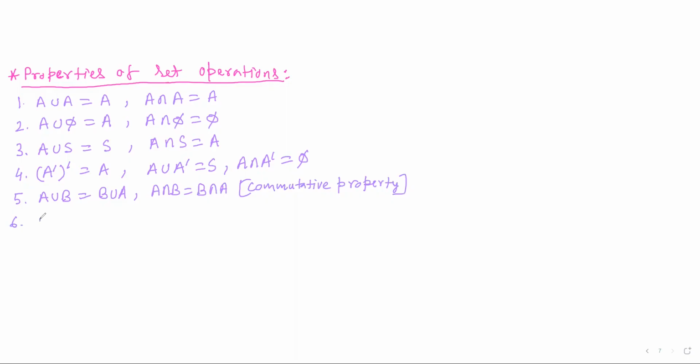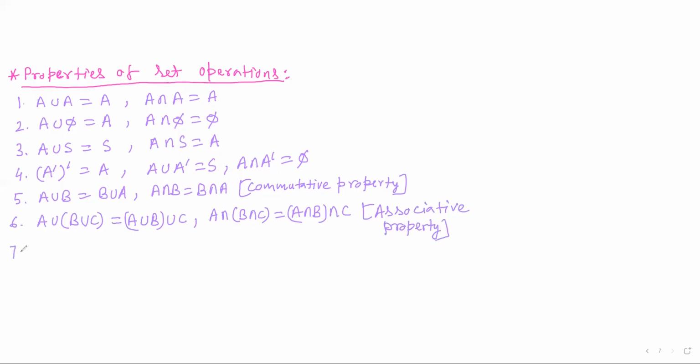Now, the next property: A union (B union C) is equal to (A union B) union C. This is called the associative property for union. Similarly, we get the associative property for intersection also, that is A intersection (B intersection C) is equal to (A intersection B) intersection C. This is called the associative property for union and the associative property for intersection.